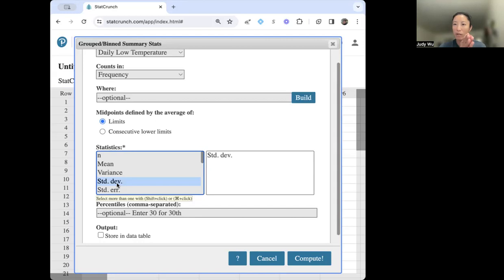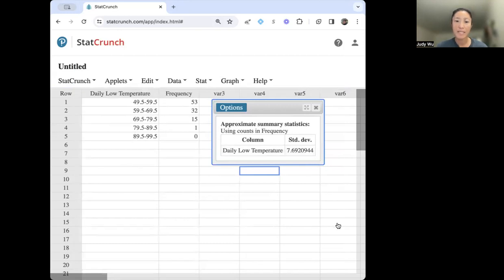In that problem they were asking us to calculate 2 standard deviations away from the mean. In this question, they're just asking us to find the standard deviation. Let's go ahead and click Compute. And it says that our daily low temperature, its standard deviation is 7.69.